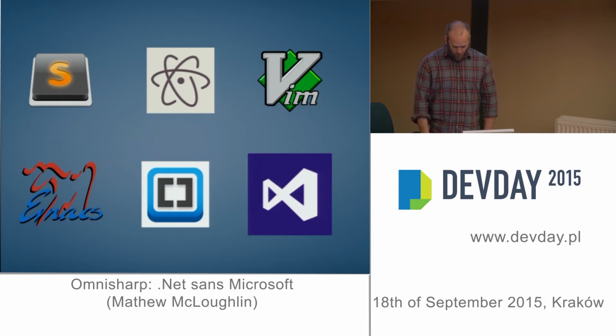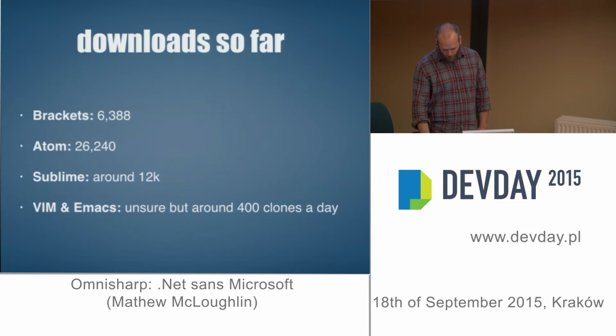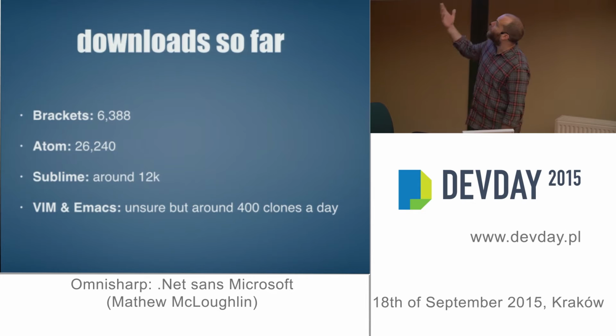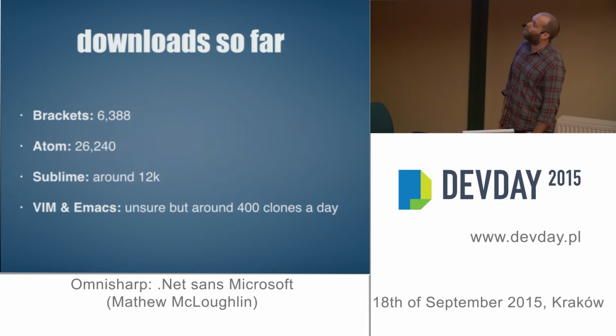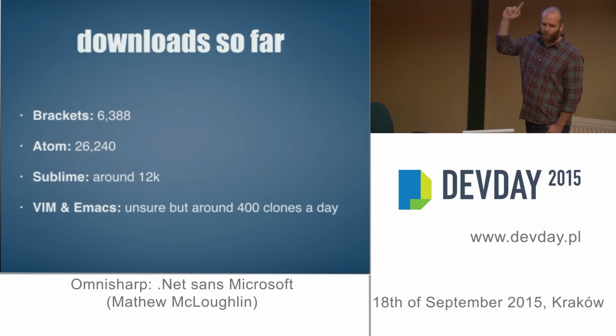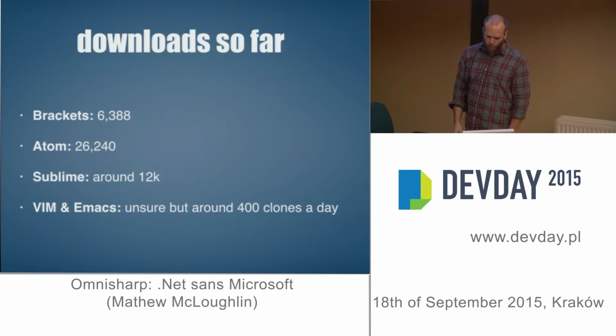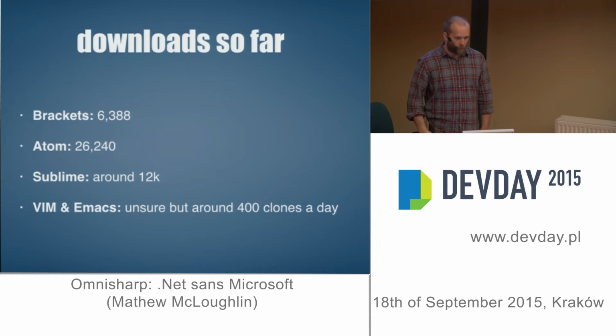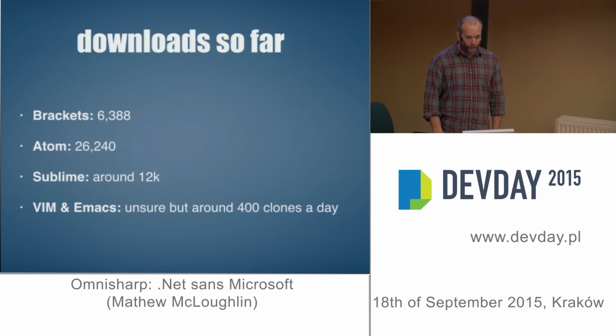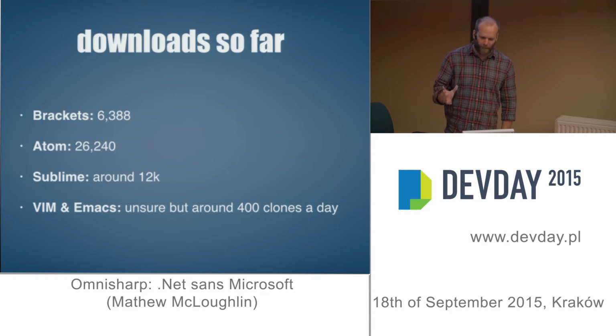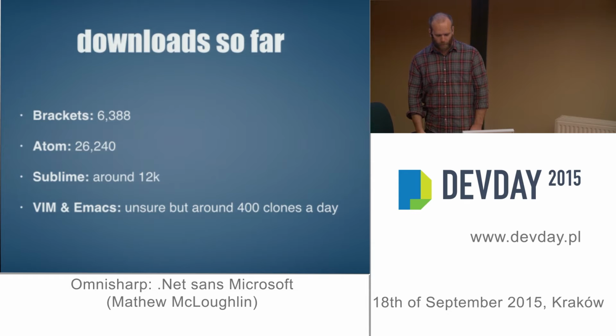So we created these extensions, and it's been going well so far. And I think people have shown a bit of interest. This is the downloads as of last week. Brackets is at about 6,500, Atom 26K, Sublime 12K. Vim and Emacs, I'm not sure about this stat, because they don't have a package manager that records stats like the other editors, but we are getting a fair few clones a day. I'm a little bit skeptical about how many that is.